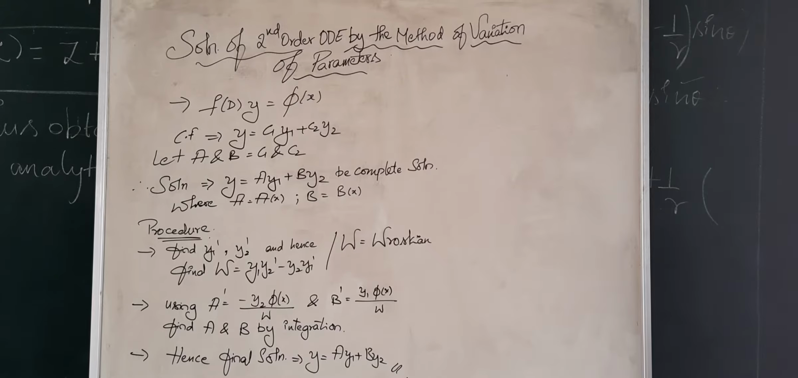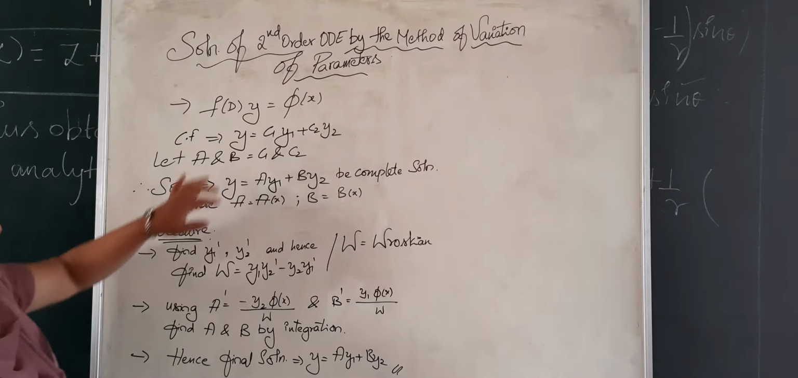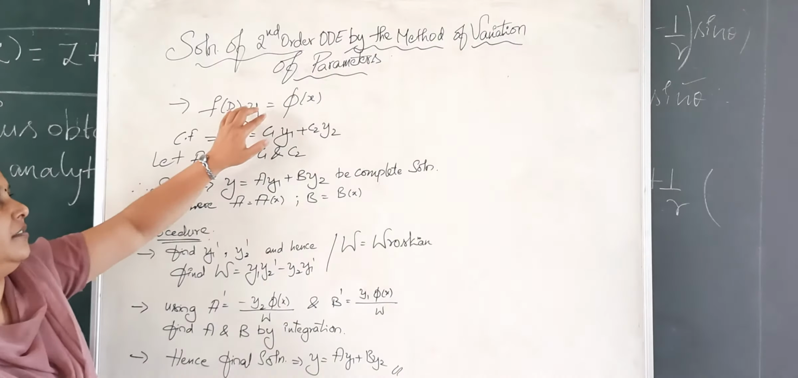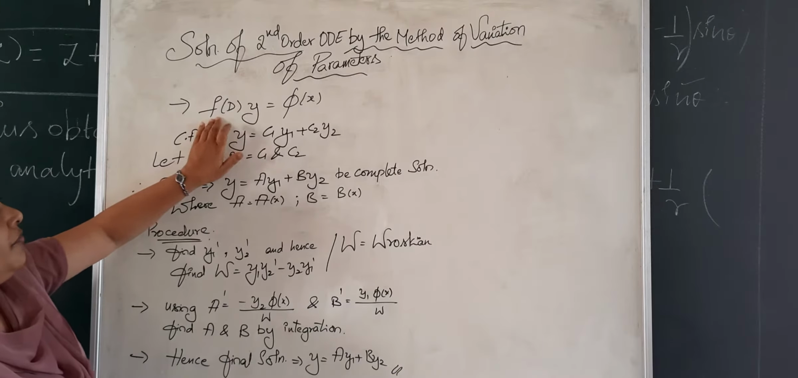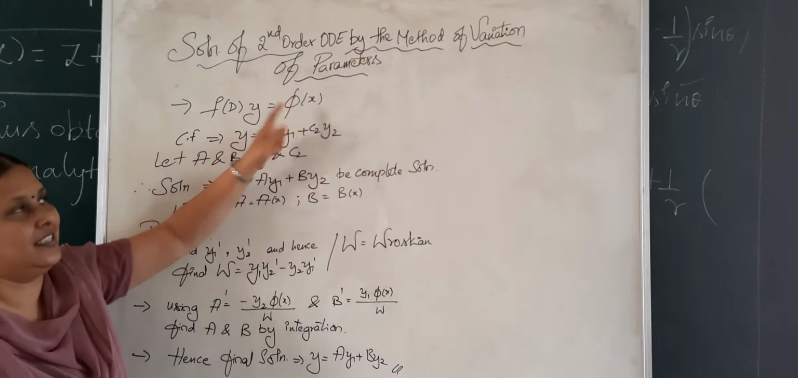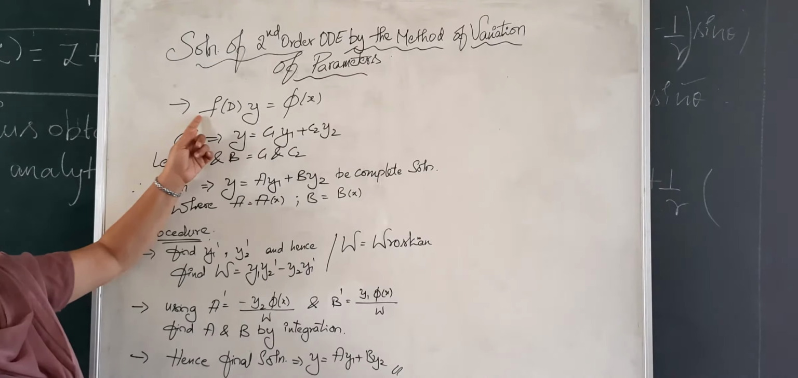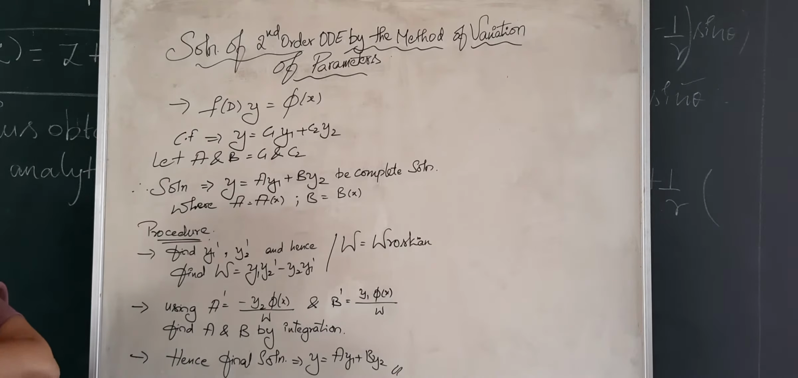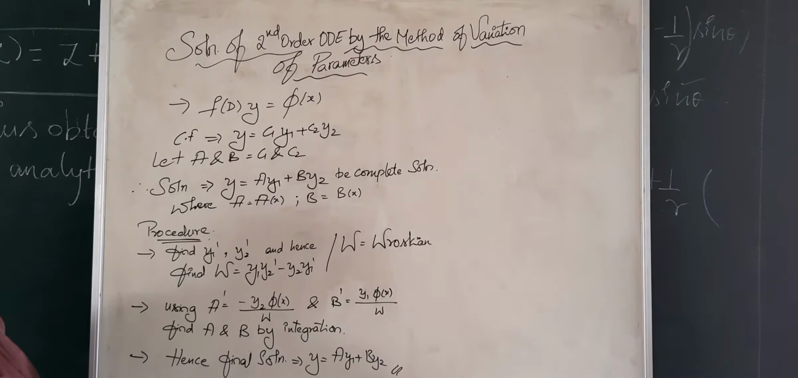and what is the procedure of the method, and based on that we can solve a few problems. Let us assume an ordinary differential equation, specifically second order, in the form of f of D into y equal to phi of x. F of D, you know this, right? This will be a second order differential equation, so f of D will be a second order polynomial in terms of D.